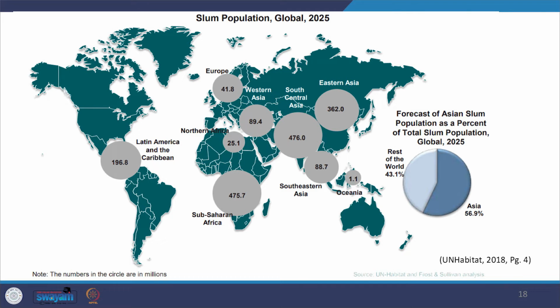The housing and slum challenge, therefore, remains a critical factor in the persistence of poverty in the world, depriving millions of urban residents their right to an adequate standard of living and housing, excluding them from the benefits of sustainable urbanization. The map shows the projected number of global slum population by 2025. The numbers in circles are in millions. It is estimated that Asia will have more than 50% of the total slum population by 2025.